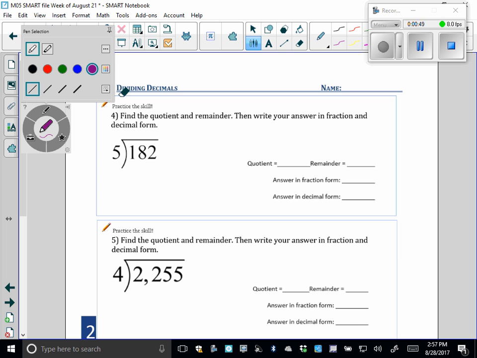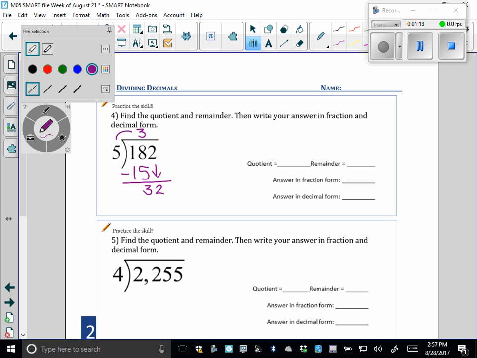So it goes in 3 times, so we're going to put the 3 right here. And then we say 3 times 5, because we multiply, is 15. And we subtract. 8 take away 5 is 3. And we bring down the 2. Thumbs up or thumbs down on that? Okay.